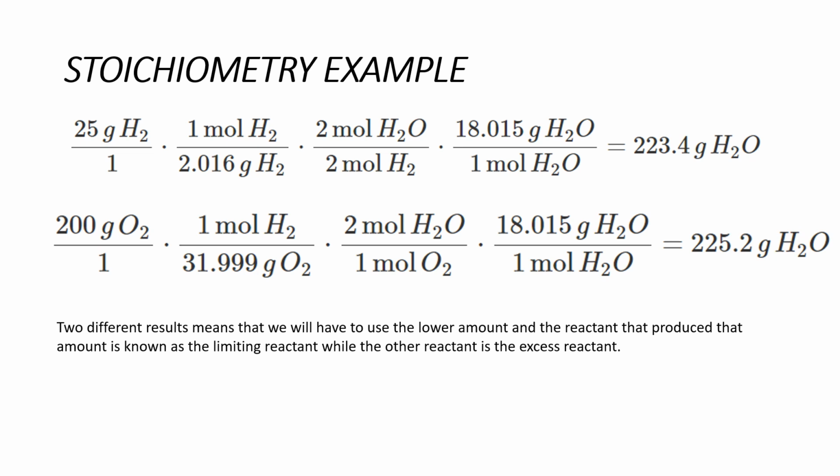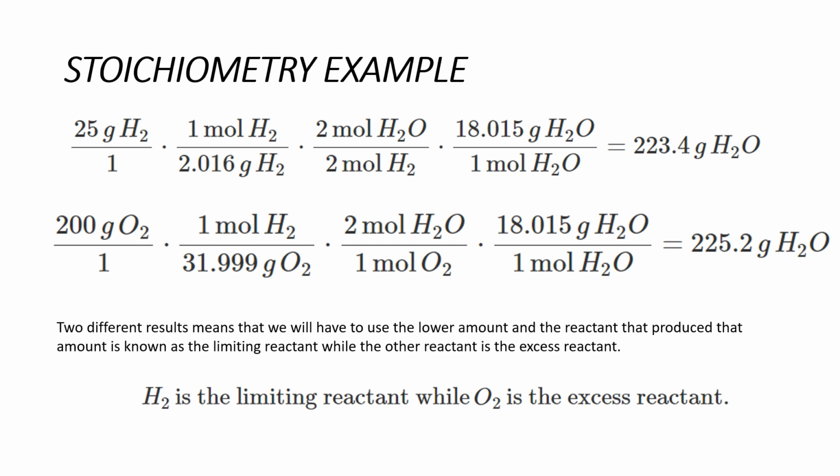And the reactant that produced that amount, in this case hydrogen gas, is known as the limiting reactant. While the other one, which is oxygen gas in this case, is the excess reactant. So, as I said, hydrogen gas is the limiting reactant, while oxygen gas is the excess reactant.